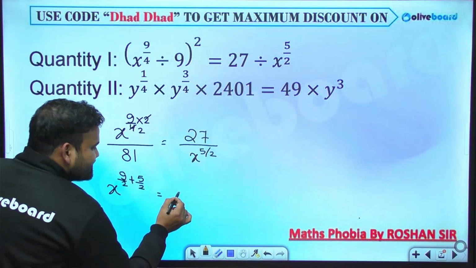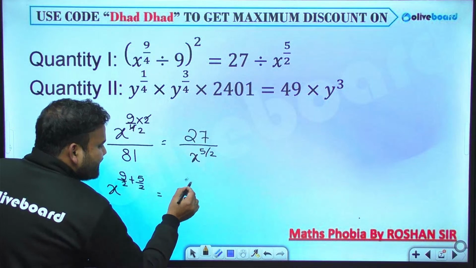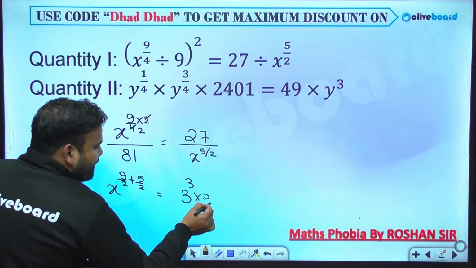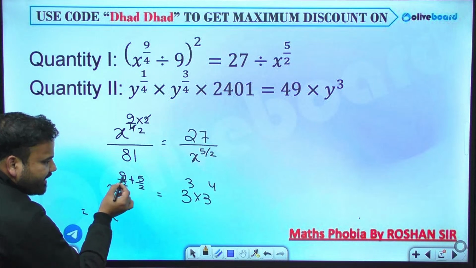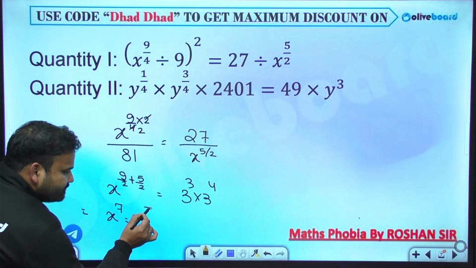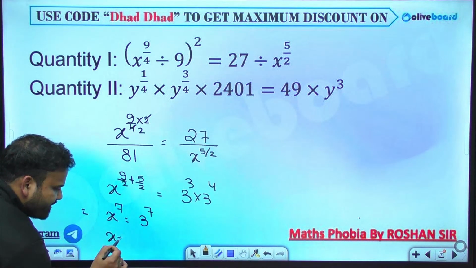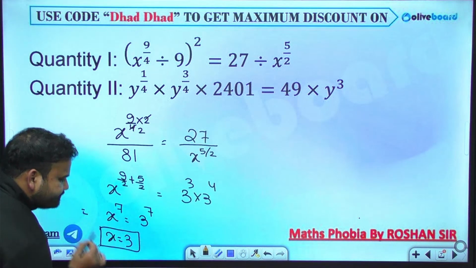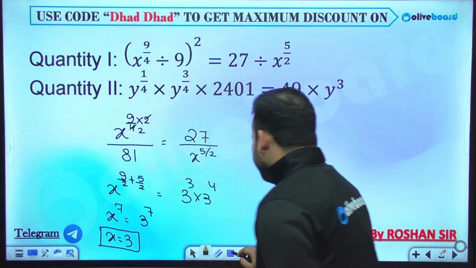And what about this? 27 is 3 to the power 3, and 81 is 3 to the power 4. When you are adding this, this becomes what? X to the power what? 14 by 2. 14 by 2 is 7, equals 3 to the power 7. When the powers are same, the bases will be equated. So the value of x is 3 from here. So from quantity 1, the value of x becomes 3.